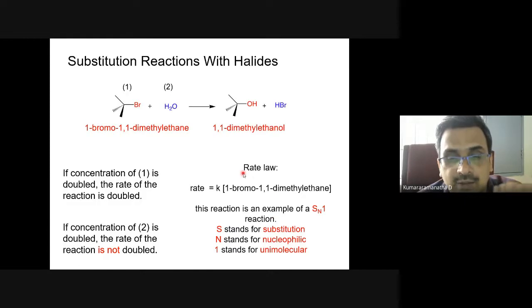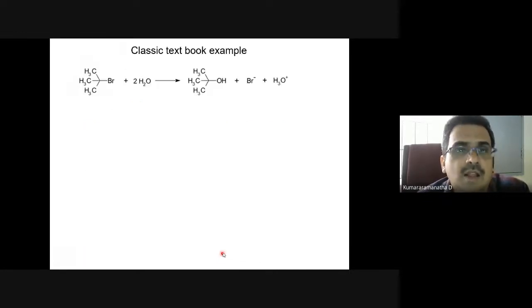So that is the reason why it is called substitution: you are substituting Br with OH, and the nucleophile you are using is the water molecule. It is unimolecular because it is only dependent on the substrate, not on the medium. So it is a substitution, unimolecular, nucleophilic reaction, SN1. This is the best example you must have studied.